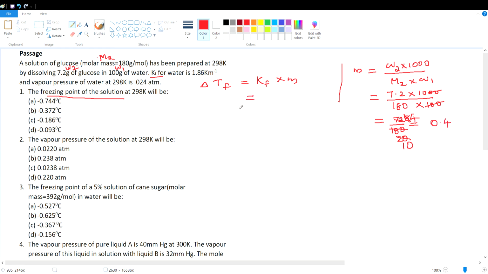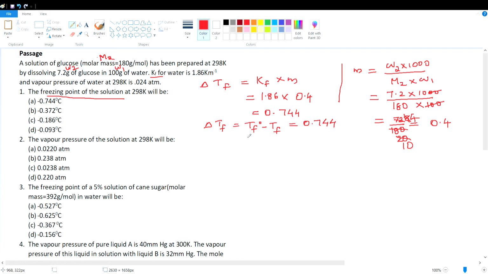Substitute here for molality and Kf. Kf value is 1.86 into molality 0.4. The answer is 0.744 is the answer. Now we know that delta Tf is equal to Tf0 minus Tf, which is equal to 0.744.